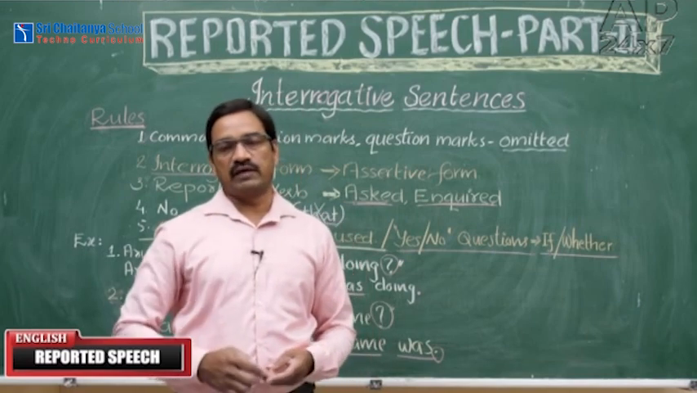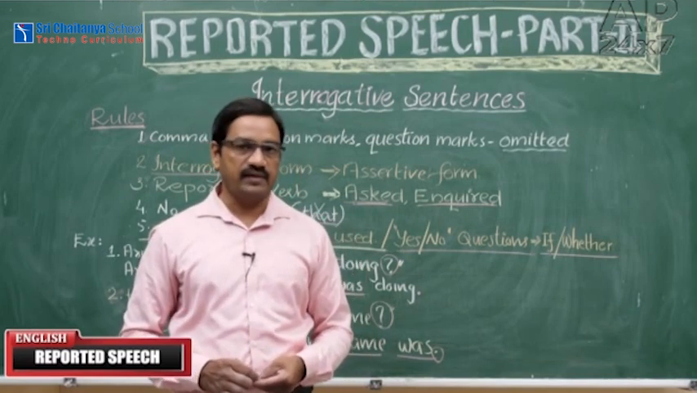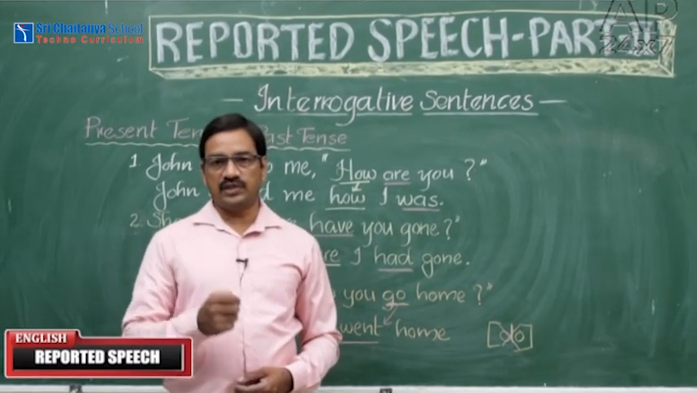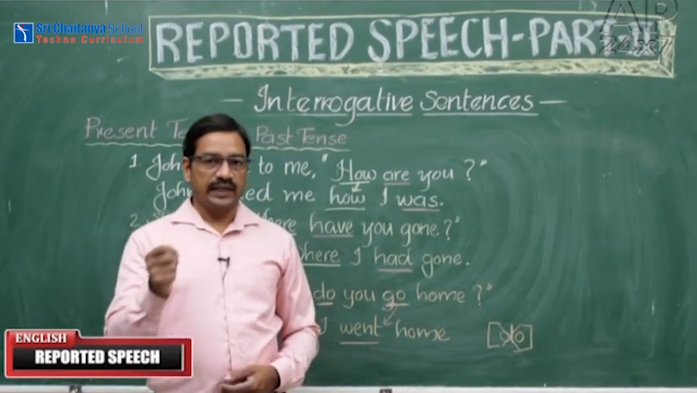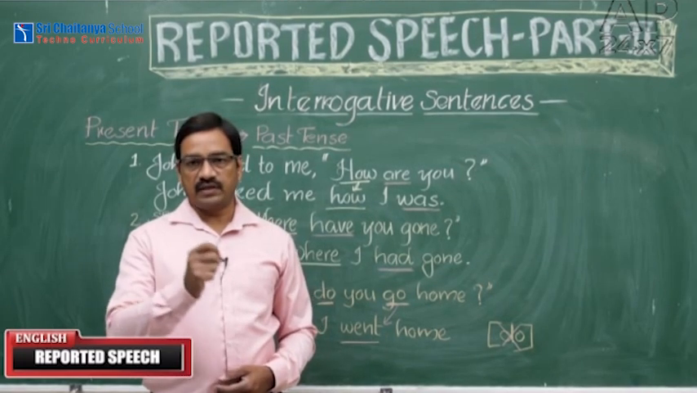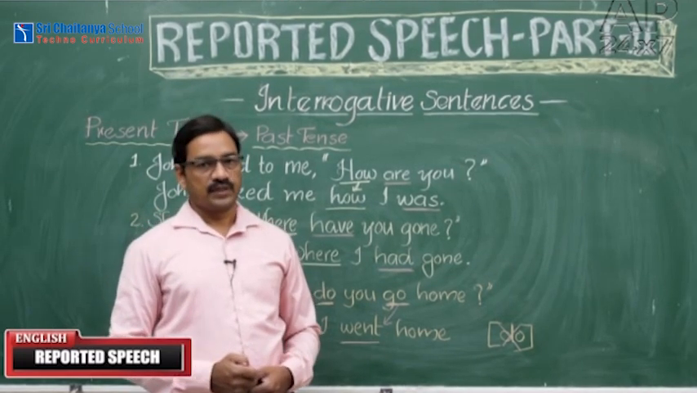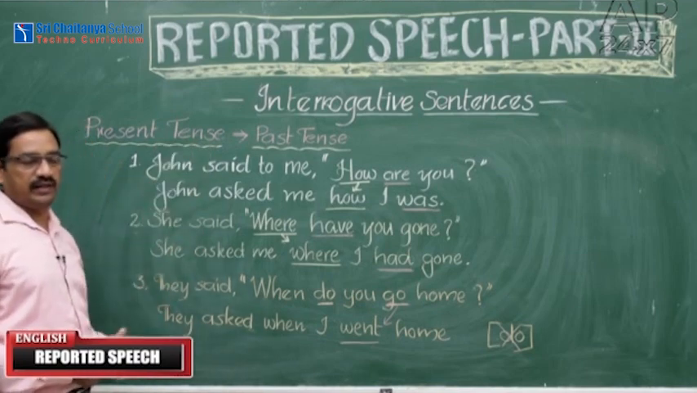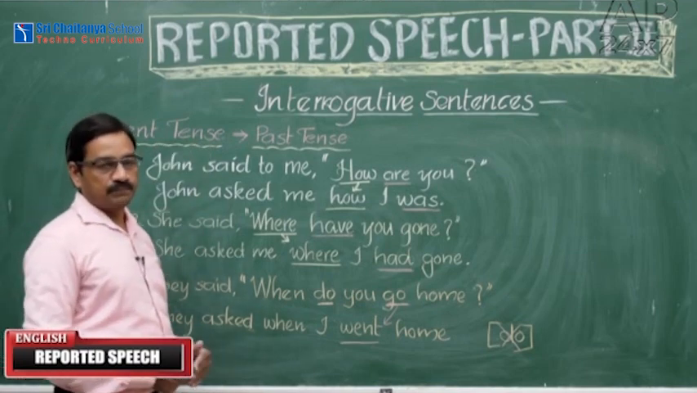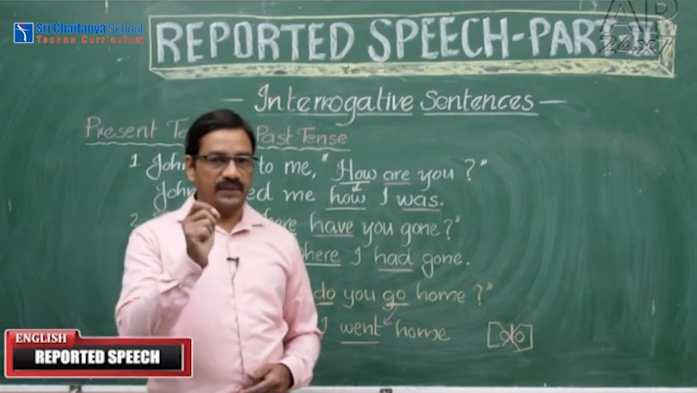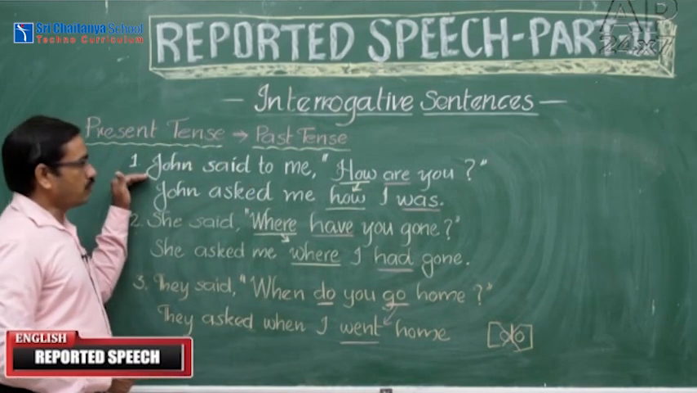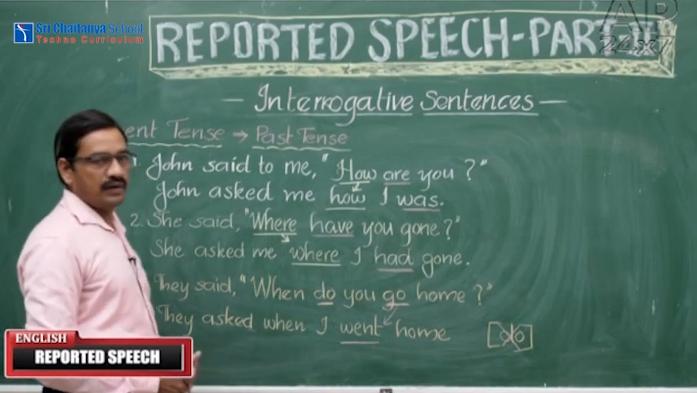Let's go through a few more examples to get more clarity about this area. As we have already discussed, when we change the present tense into indirect speech, present tense becomes past tense. So here also in the interrogative sentences, changing direct into indirect, the same rule is followed. We have to change the present into past form. For example, John said to me, how are you?